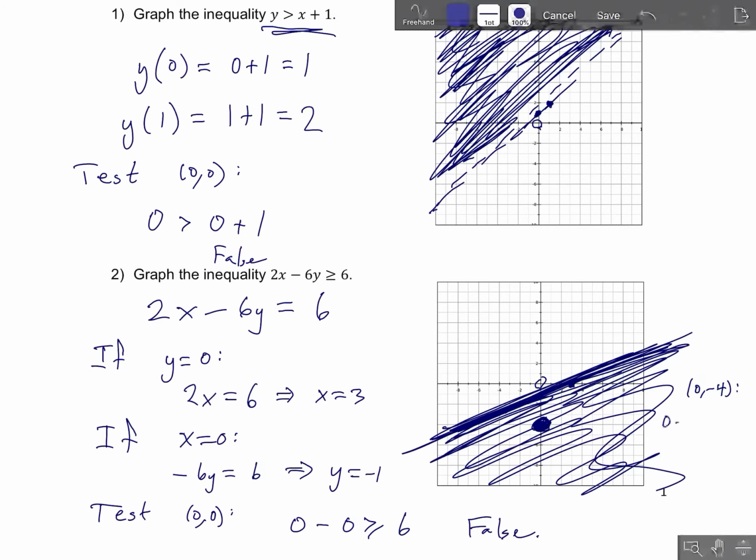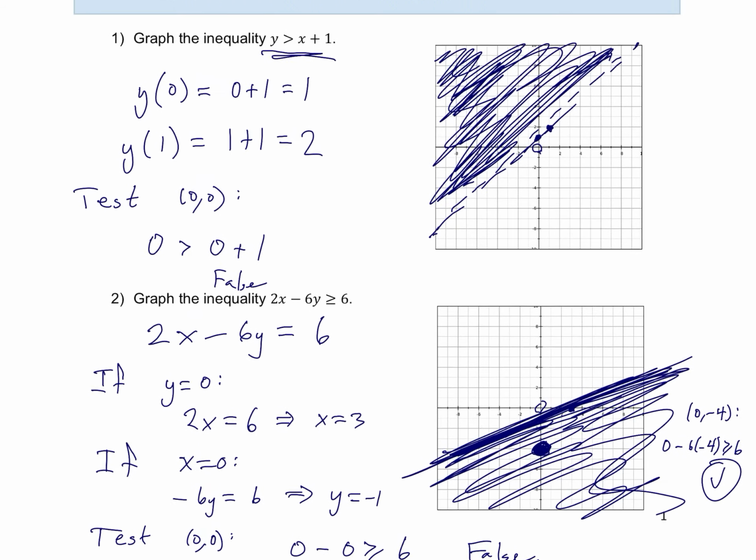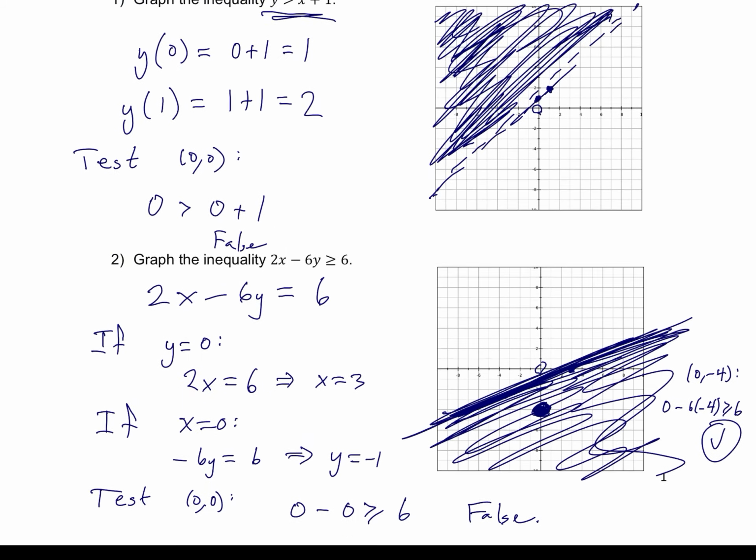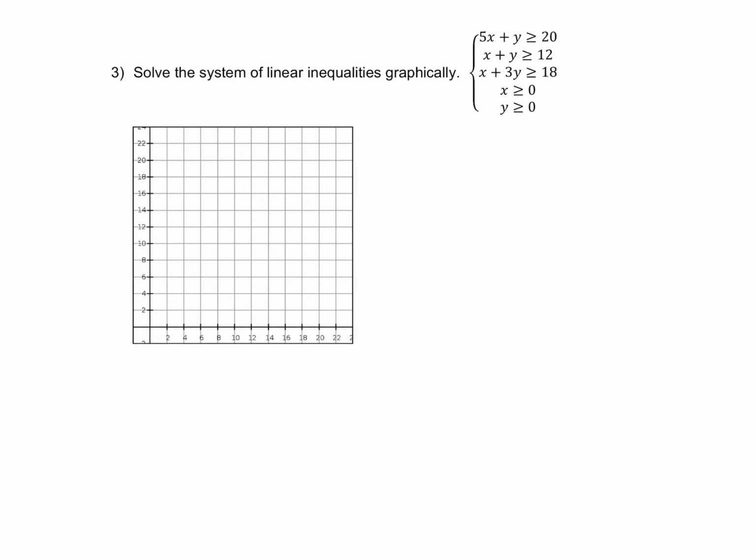If we plug that into the original inequality, I would get 0 minus 6 times negative 4 is supposed to be bigger than or equal to 6, and that is a true statement. And you would find that this inequality holds for every point in the shaded region. So that's what we're doing: we're just identifying the solution set to these inequalities.